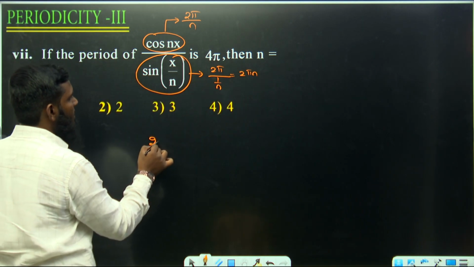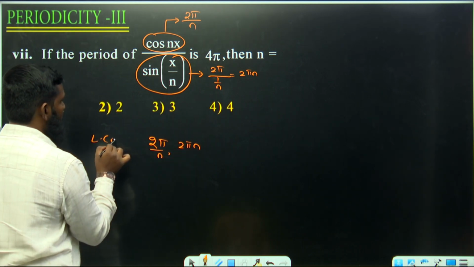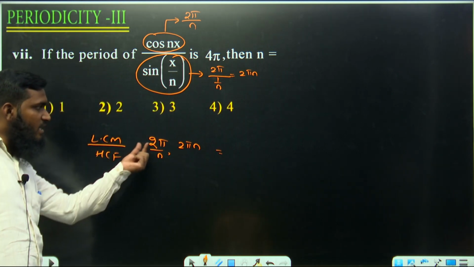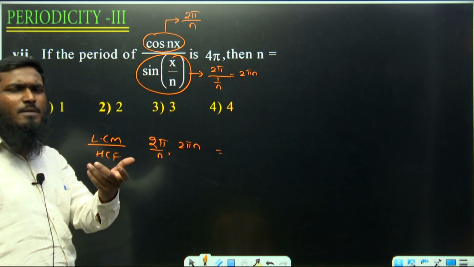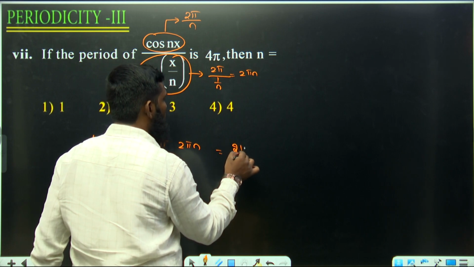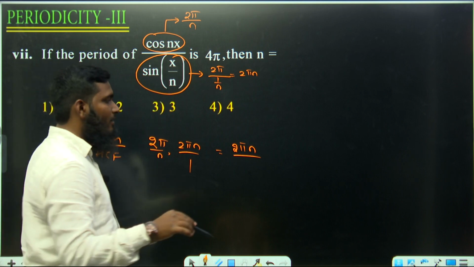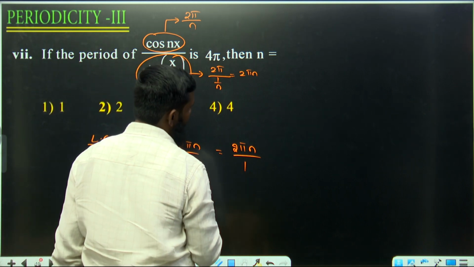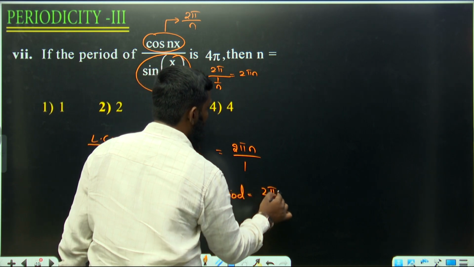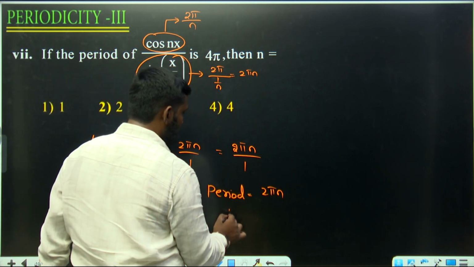Let us write over here. One is 2 pi by n and the next one is 2 pi n. Now we have to find the LCM of the numerators and the HCF of the denominators. What is the LCM of 2 pi and 2 pi n? We take the greater one, so 2 pi n, divided by the HCF of 1 and n, which is 1 only. Okay. So the period we get over here is 2 pi n. Now the period has already been given as 4 pi, so let us substitute 4 pi over here.